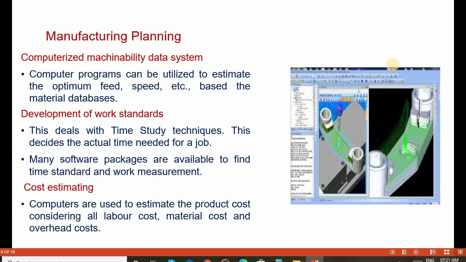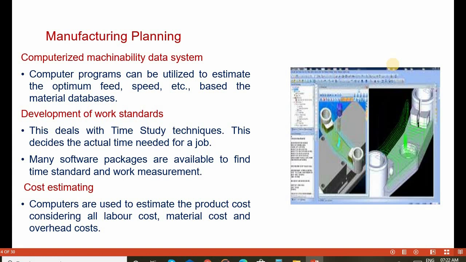Next, computerized machinability data systems is another function of manufacturing planning. Computer programs can be utilized to estimate the optimum speed and optimum feed based on the material database. Next, development of the work standards.